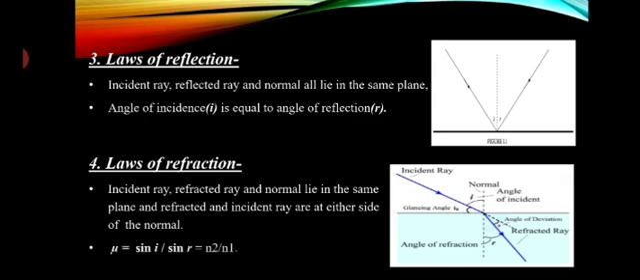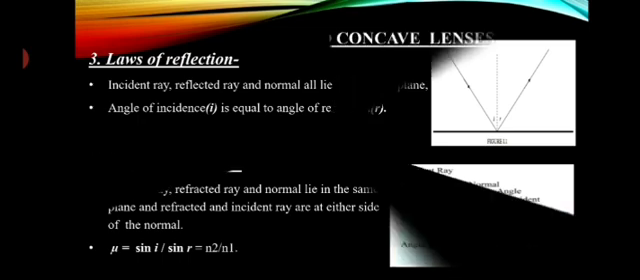Now, before moving further, you must be aware of the important terms which are used in optics. Let us first consider what we mean by convex lens and concave lens. Convex lens appears as bulging outwards, whereas concave lens appears as if it is bent inwards.